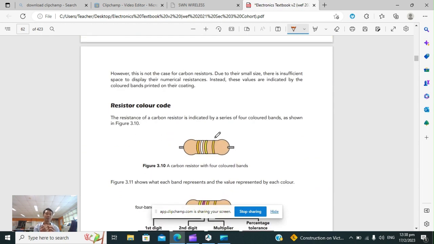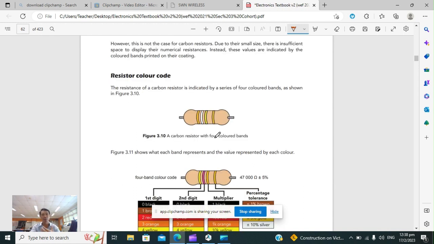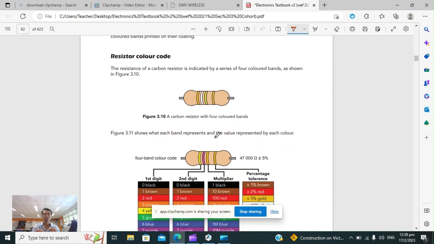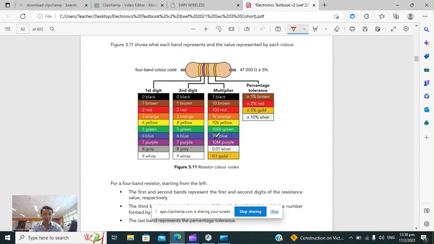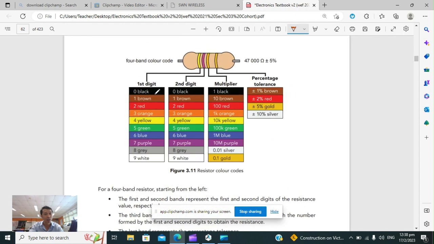But if you look at small carbon resistors, the type that we deal with in our course, they're very, very small. There's no way they can print out figures on it to tell you the size of the resistors. Therefore, what they do is that they use resistor color banding codes. Okay, so if you look at the carbon resistors we have in our lab, they've got 4 colored bands printed on the resistor. And each of these colors corresponds to a particular number.